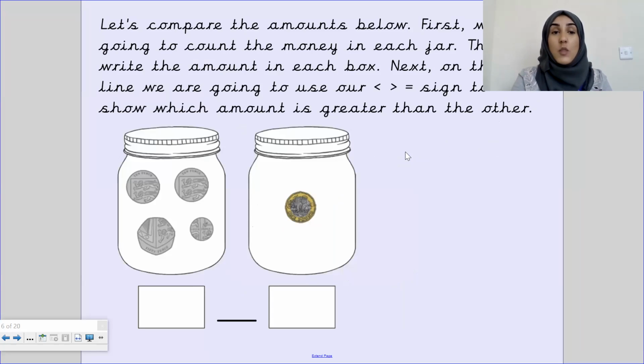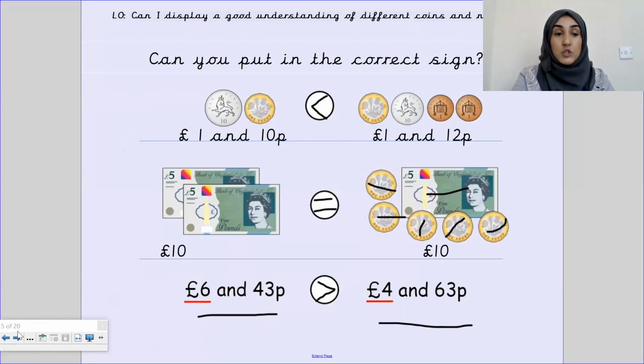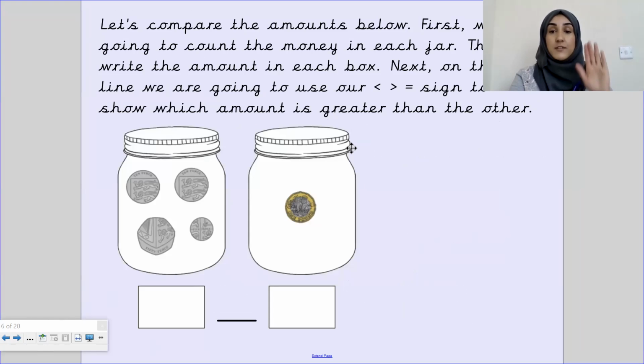Okay. Next, on the line, we are going to use our more than, less than, or equal to sign to show which amount is greater than the other. So we're going to do the exact same as what we did over here, but we're just counting the money in the jar. So pause the video here very quickly and have a quick count of how much money is in this jar on the left and this jar on the right. Off you go.